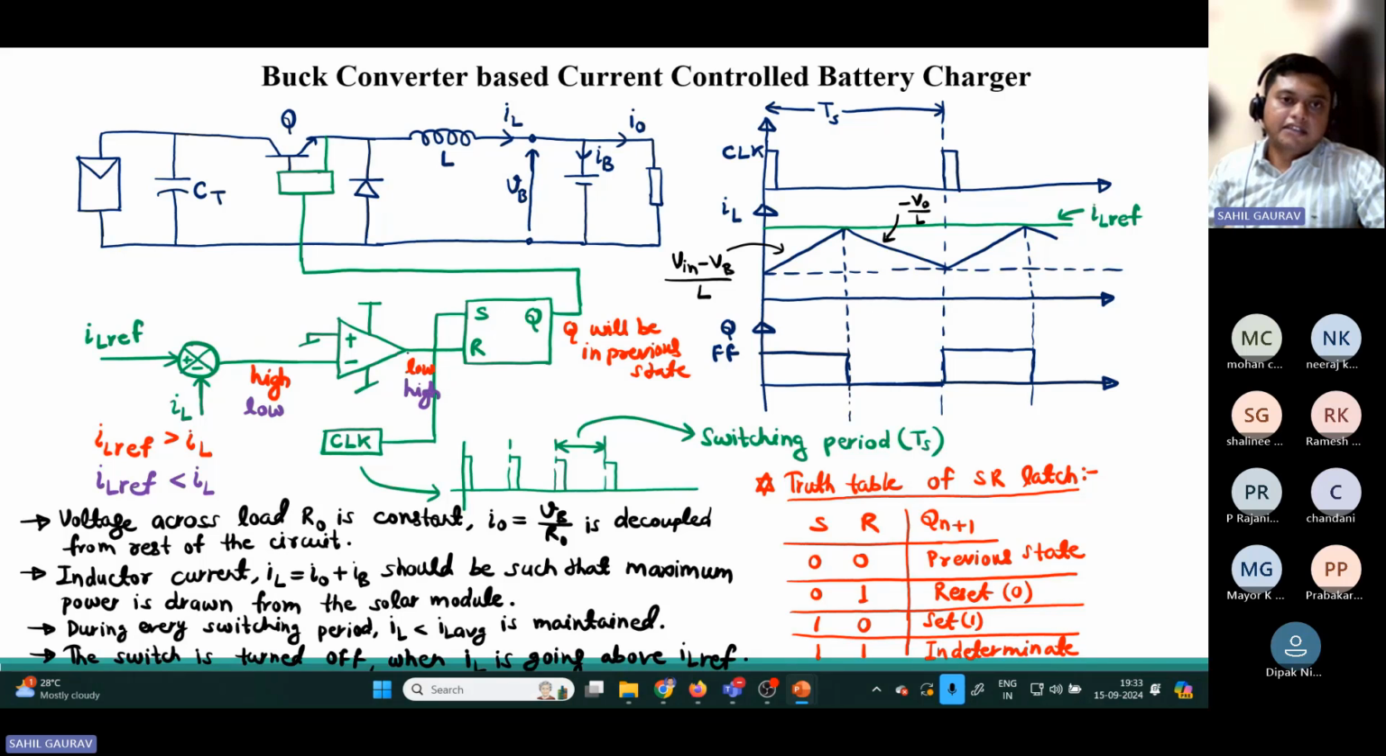If this high signal is going to the R input of the SR latch, then you can see the truth table of the SR latch. So this was for the previous case, and the next case is 0, 1. So it will reset the output. So here we will get the reset value, that means you will get 0. So at that point you have to turn off the switch.